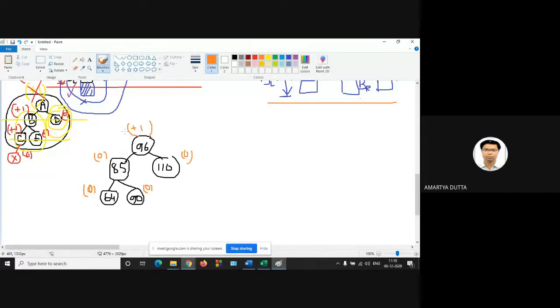Okay. It is a height-balanced AVL tree, and if you examine it carefully, you can see that it is also a binary search tree. The value 110 is greater than 96, and every value in the left subtree, 85, 64, 90, is less than or equal to 96. And 64 is less than or equal to 85, and 90 is greater than 85. So it is a binary search tree. Is it clear? Yes, sir.